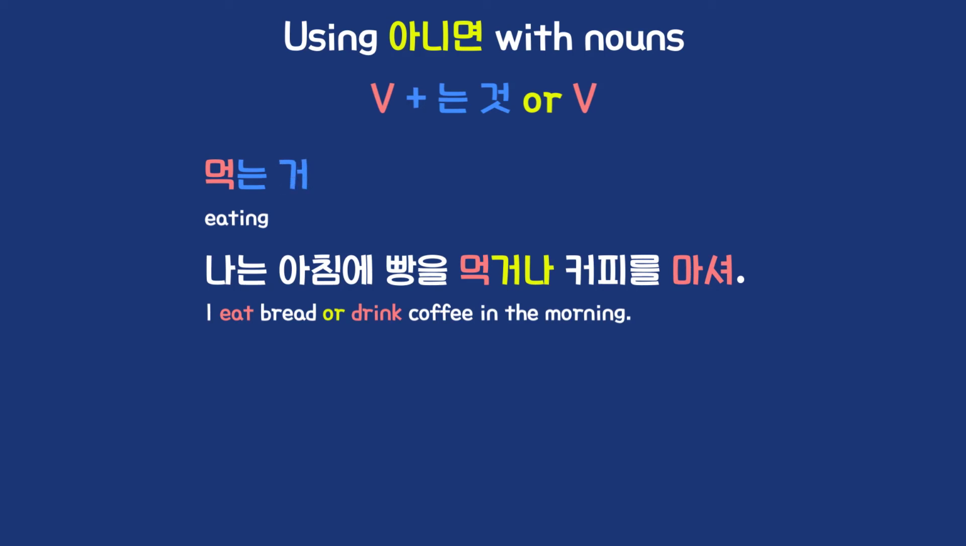So the sentence will look like 나는 아침에 빵을 먹는 거 아니면 커피를 마셔. I eat bread or drink coffee in the morning. Now, this kind of sentence is grammatically fine, but if we want to talk about two actions as choices or possibilities, it's far more common to use 거나, which we learned earlier, than using 아니면.